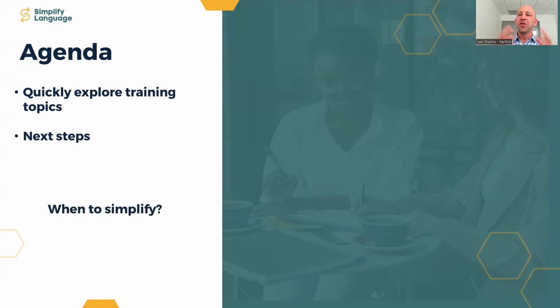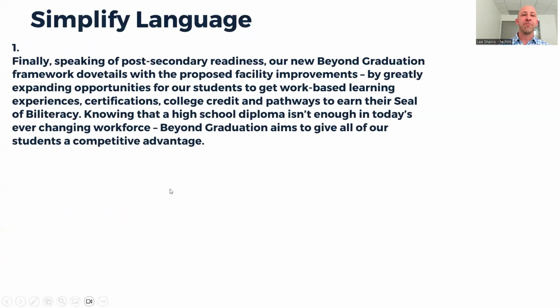There's a place for poetic language and academic language and intricate language, and there's a place for simple language. It's about knowing your audience and what they want. A lot of times we don't consider our audience as much as we should. So we'll talk about that in the training. We'll look at a lot of examples like this.